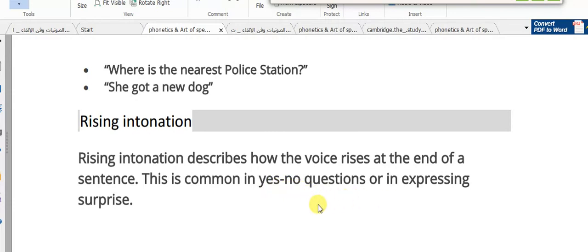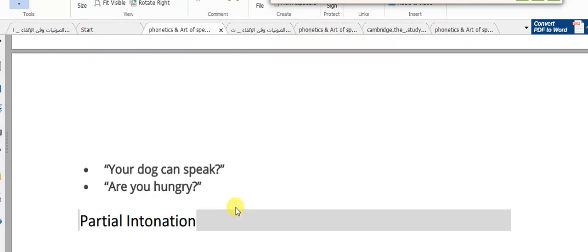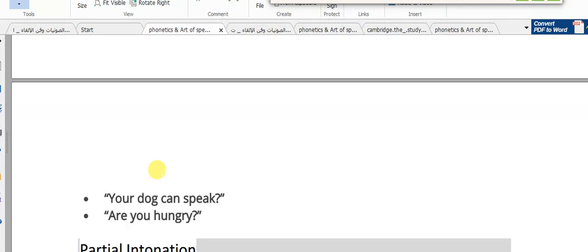وبالتالي هنلاقي دي دايما في آخر السؤال لو احنا ممكن نجاوب عليه yes or no. Expressing surprise يعني فيها نوع من الاندهاش أو مفاجأة ده بيسموه rising intonation، going up intonation. You do can speak? هنا surprise طبعا. You do can speak? أول هنا yes or no.